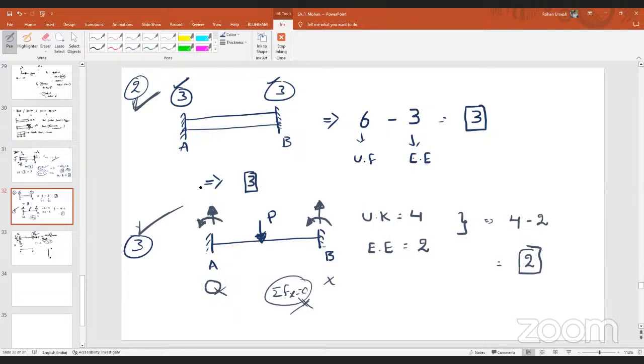Clear? If it is clear, let me ask. Yeah, please. Suppose if we have two loads, what do we have?